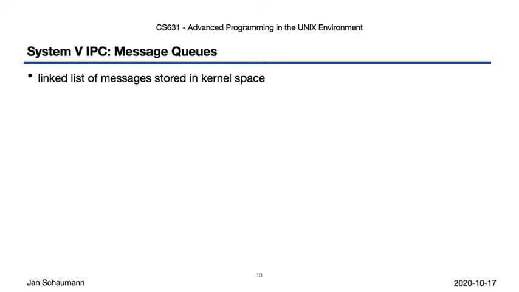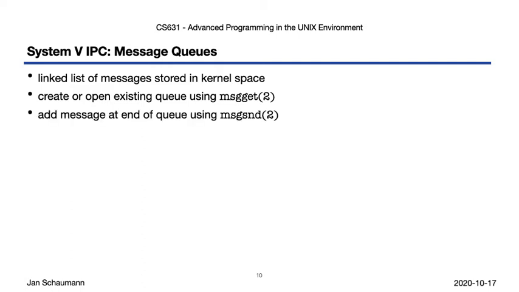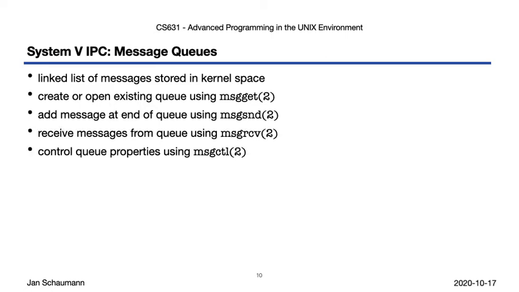You create a new message queue via message get, you add new messages to the end of the queue via message send, and consume them via message receive, with additional properties being controlled via message control.